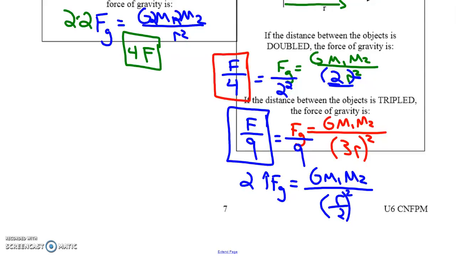But it's not simply, once again, a factor of 2. If r goes down by a factor of 2, F of g is going to go up by a factor of 2 squared. Just like in our first example, where the distance doubled and the force of gravity went down by a factor of 4, if the distance gets cut in half, my force of gravity is going to go up by a factor of 4.